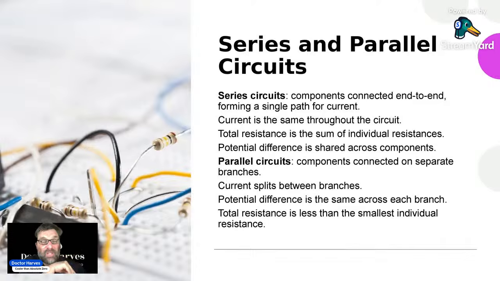So if one Christmas light goes out, then it's it for the entire circuit because it's going all through one point. Whereas parallel circuits, which tend to be what's used in the circuitry in your house, the components are connected in separate branches, which means the current is shared between those branches, and the voltage is the same across each branch. So the total resistance is less than the smallest individual resistance.